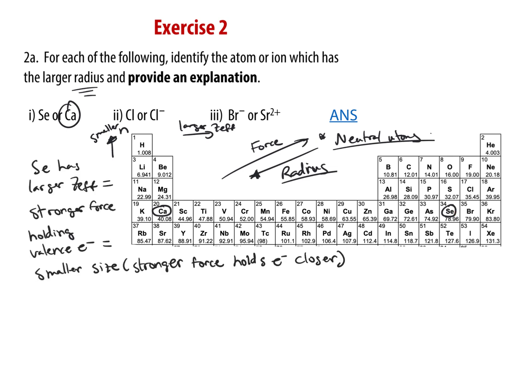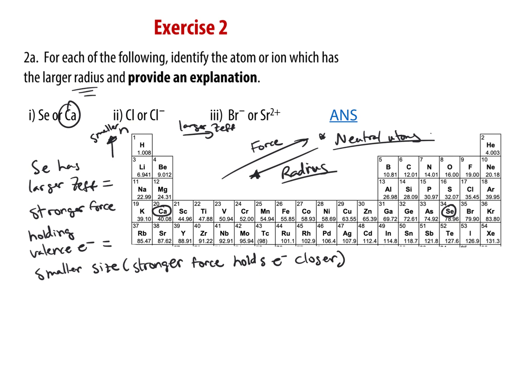So selenium has a larger Z effective, which is a stronger force holding the valence electrons, which is going to mean that selenium is going to have a smaller size because that stronger force is going to hold those electrons in closer to the nucleus. So that's why calcium is bigger, because of its smaller Z effective. Again, we're in the same shell n, so even though shell has a big impact on radius, it's the same shell n, so that doesn't have any impact here.